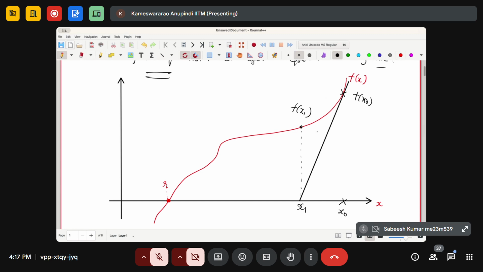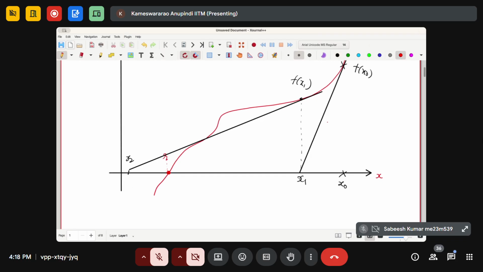Now again, at f of x1, I'm going to draw a tangent. Let me try to draw it like this. Okay, so I'm going to draw a tangent again. That's actually taking me to the other side. Okay, let me say it is somewhere intersecting somewhere here. This is my x2. Okay, now I have to define my function again. Let us say my function is something like that. So at x2, I'm going to again calculate what is the f of x2. So this is my f of x2.